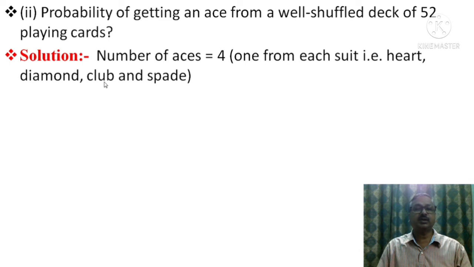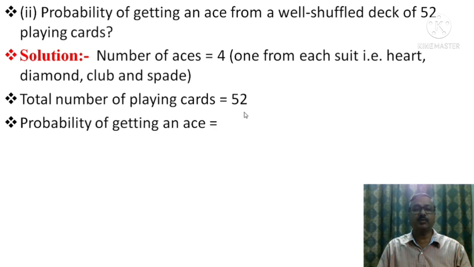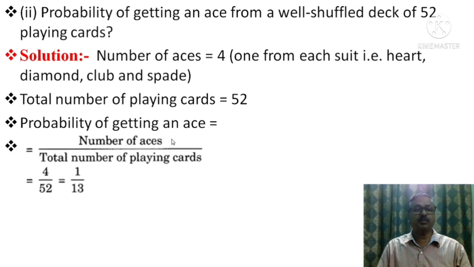So these 4 aces are there. Therefore the probability: the total number of playing cards is 52. The probability of getting an ace is favorable, 4, divided by total, 52. So the number of aces divided by the total number of playing cards is 4 by 52. If we simplify, we get 1 by 13. So this is the probability of getting an ace in a packet of 52 playing cards.